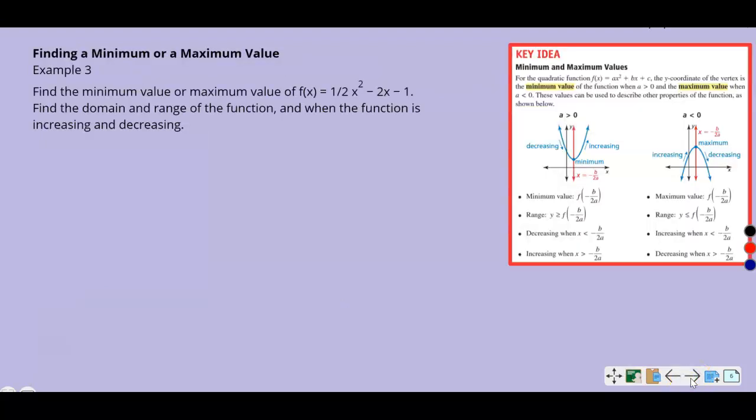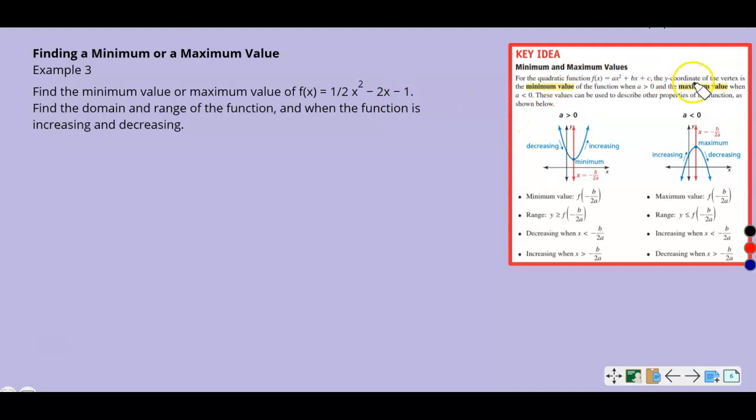All right, finding a minimum or a maximum value. Find the minimum value or maximum value of f(x) = 1/2 x squared - 2x - 1. Find the domain and range of the function and when the function is increasing and decreasing. Remember, when a is positive, that means the graph turns up and you would have a minimum value. So this function would have a minimum value.